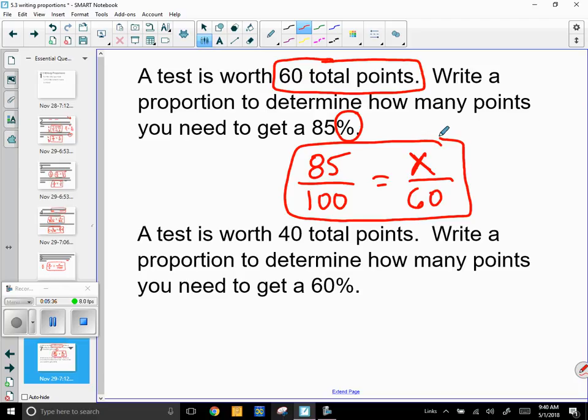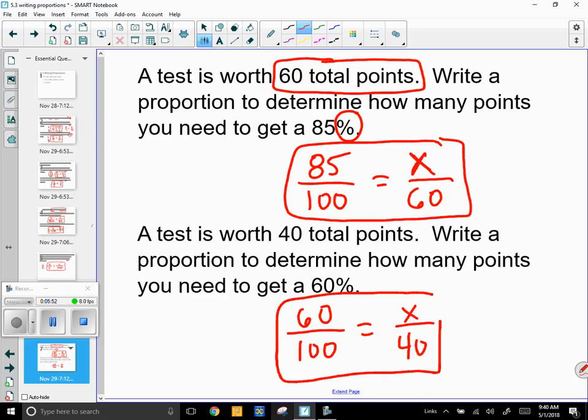I would pause the video, try the second one on your own. It's pretty much the same. Try practice setting that up. All right, if you're back, I'm assuming you tried it. 60%, so 60 out of 100 would be what out of 40? All right, so we can use proportions to solve problems like that.